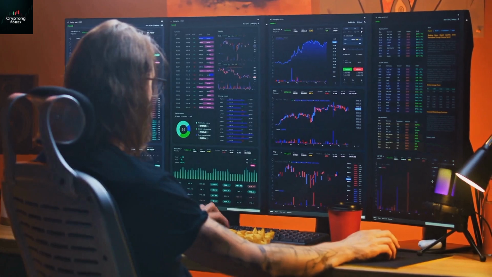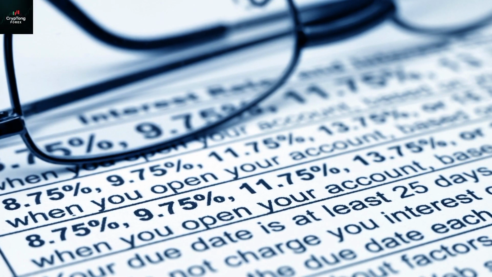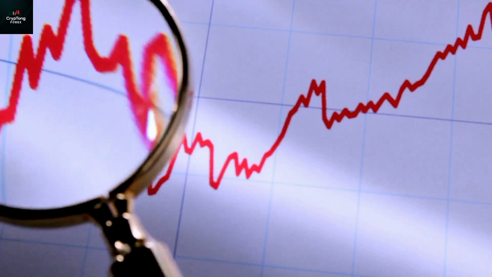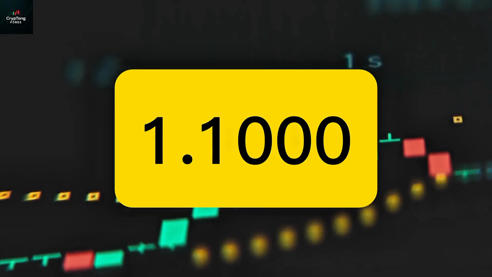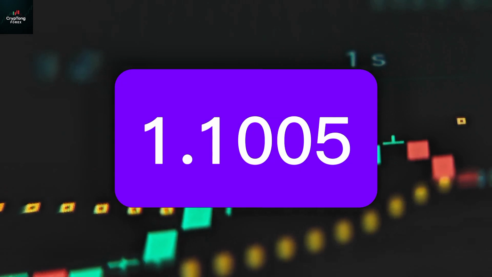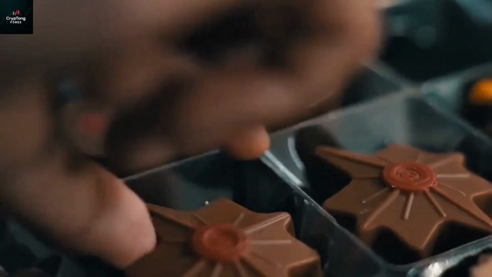Now let's talk about pips, one of the most important terms in Forex trading. Pip stands for percentage in point. It's a unit that measures tiny changes in price. Think of it like this. If price is 1.1000 and it changes to 1.1005, that's a 5 pip movement. Still confused? Let's use chocolates.